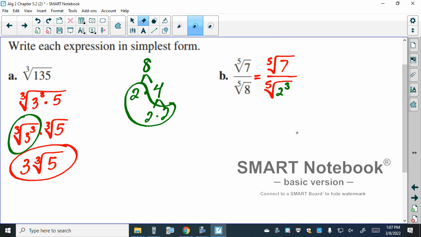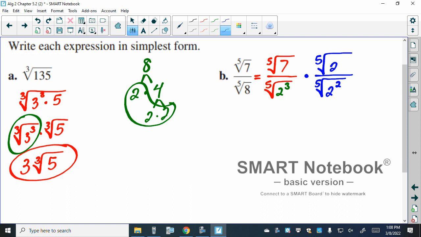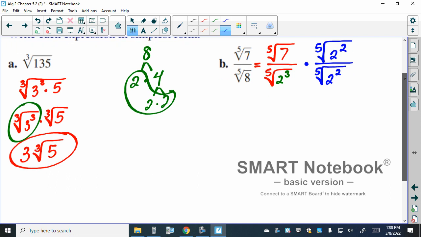Well, how many more 2's do I need to get this to go from 2 cubed to 2 to the 5th? 2, yes? So what we're going to do to simplify this is multiply the denominator by the 5th root of 2 squared. And we're also going to multiply the numerator by the 5th root of 2 squared.